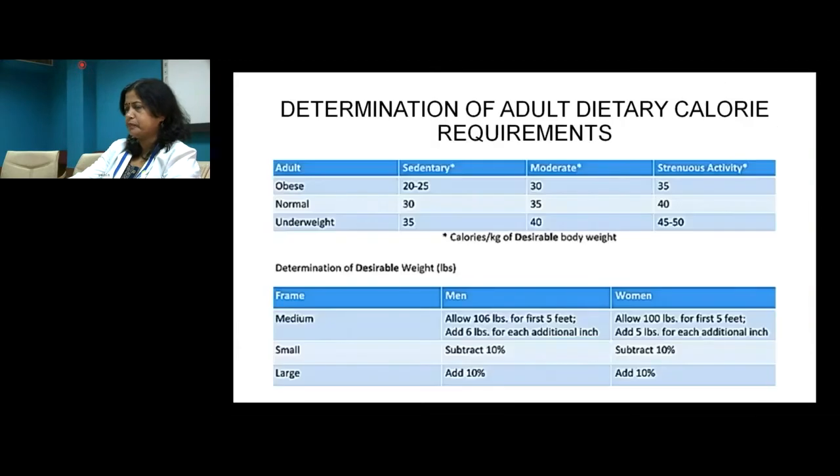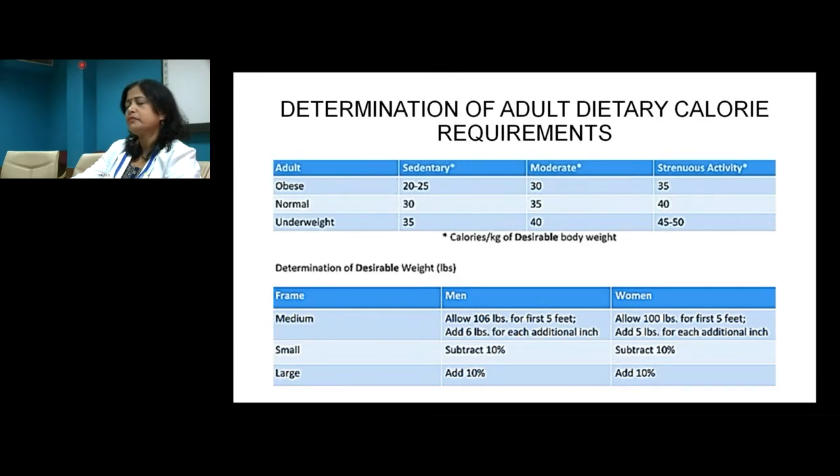Now, how do you determine the adult dietary calorie or overall requirement of any individual? That depends basically on the activity factor. If the adult is obese and sedentary, then we can give 20 to 25 kilocalories per kg ideal body weight. If the activity level is moderate, then 30 kilocalories, and if he or she is involved in strenuous physical activity, then the calorie should be 35 kilocalories per kg ideal body weight per day.